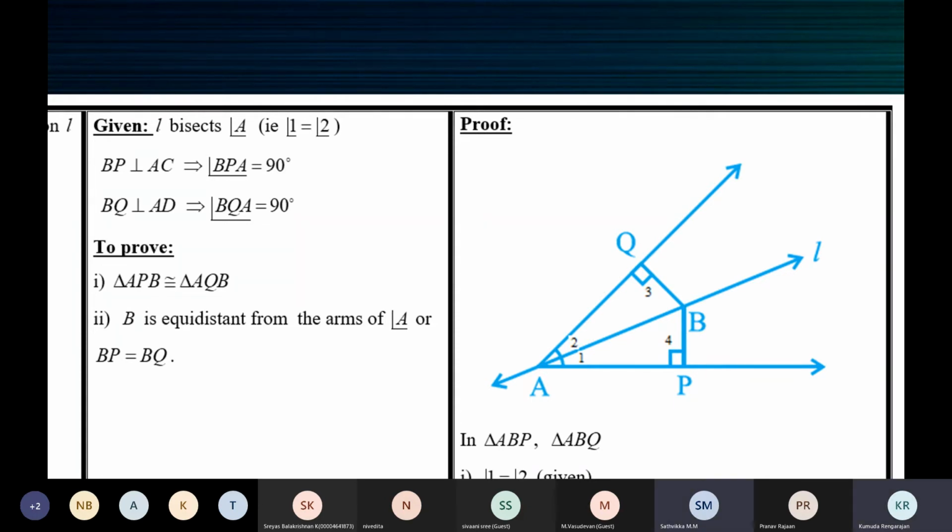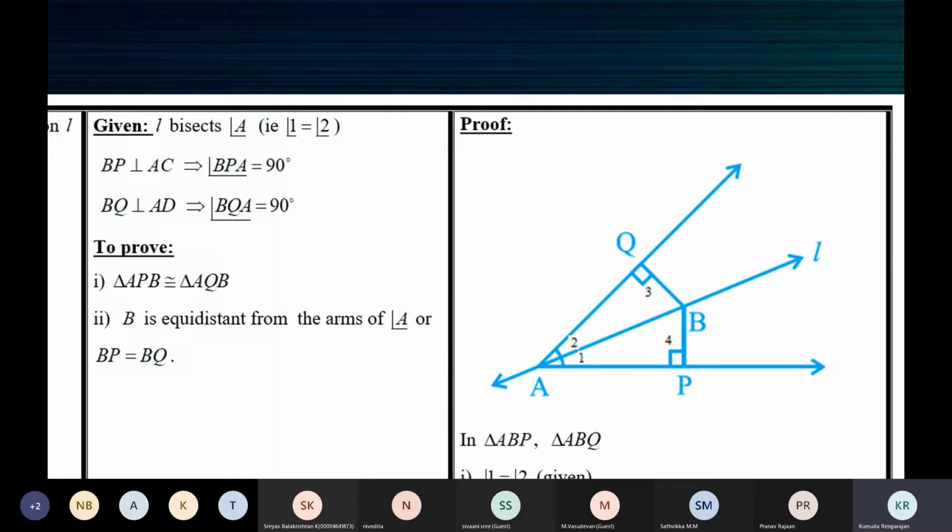Ma'am, then angle BPA and BQA are 90 degrees, so both are equal. So use the numbers which I've marked. Angle 3 and angle 4. Angle 3 is equal to angle 4 because both of them measure 90 degrees. Yes, ma'am. Okay. One more, who can say, not Kanishka, not Satvika. Somebody else?